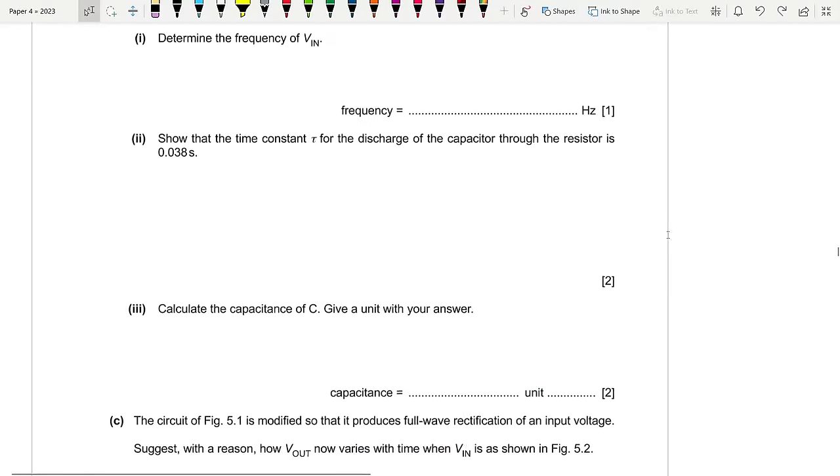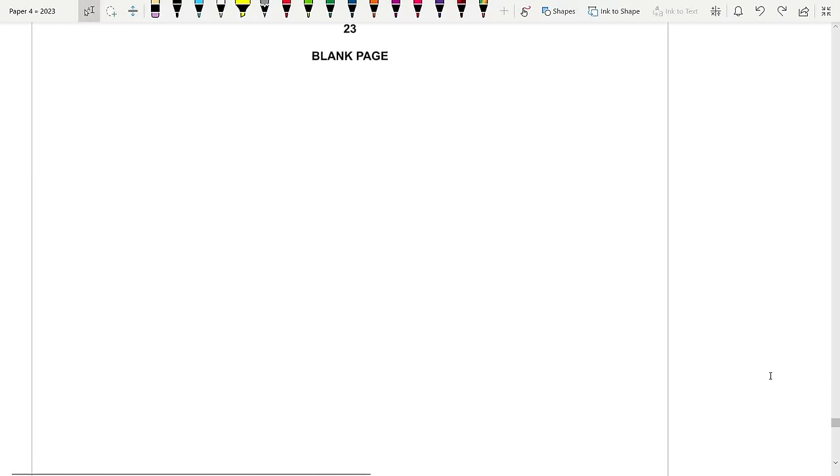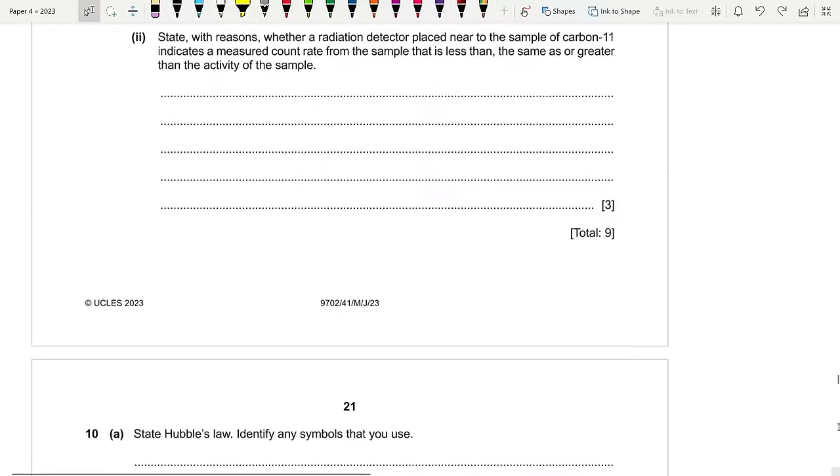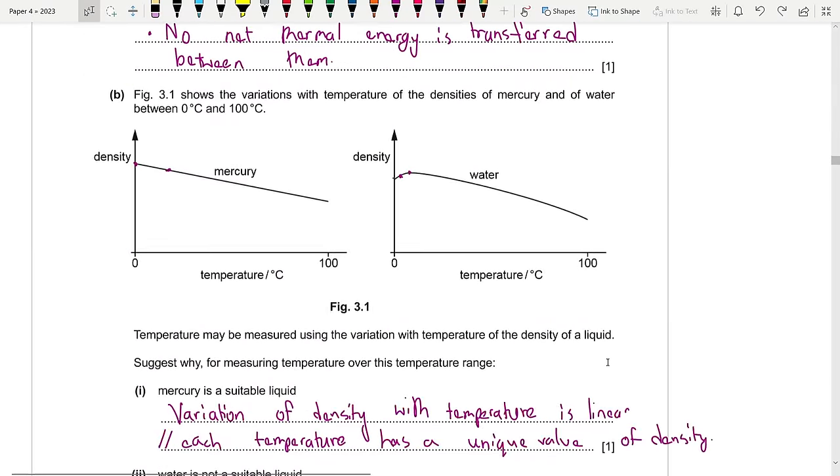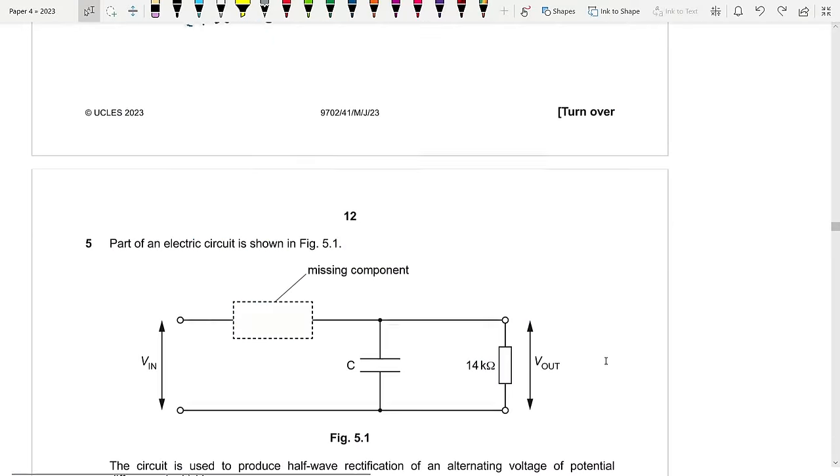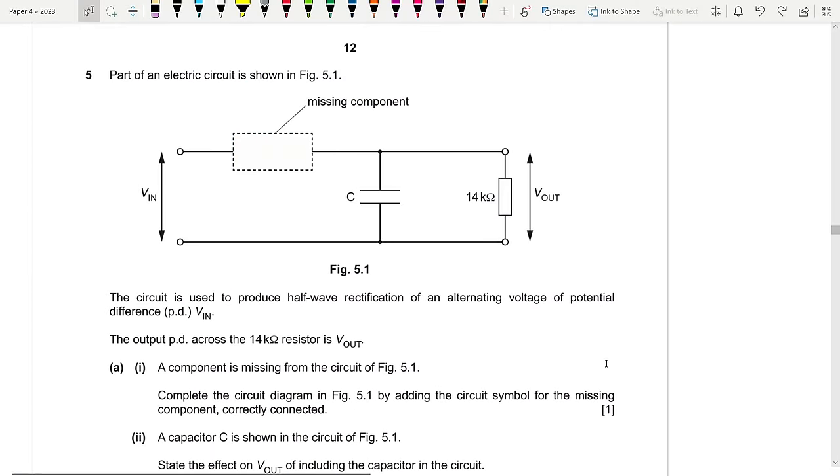Okay, so how many questions do we have in total actually? I haven't checked. Oh, 10. So we will be done soon, hopefully. We don't have that much left, honestly. So starting with question 5.